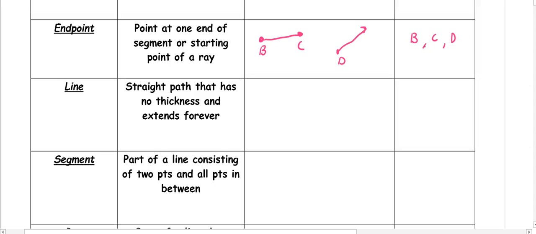A line is a path that has no thickness and extends forever. So remember, in a line, you need to have arrows at both ends to show the line goes on forever in both directions. And there's going to be 2 points somewhere located on this line. When we name it, the order does not matter. So we're going to have GH or HG, and we're going to have a line with 2 arrows above it. Another way that you can name a line is if it has a cursive letter. So we can also name it with the cursive L.